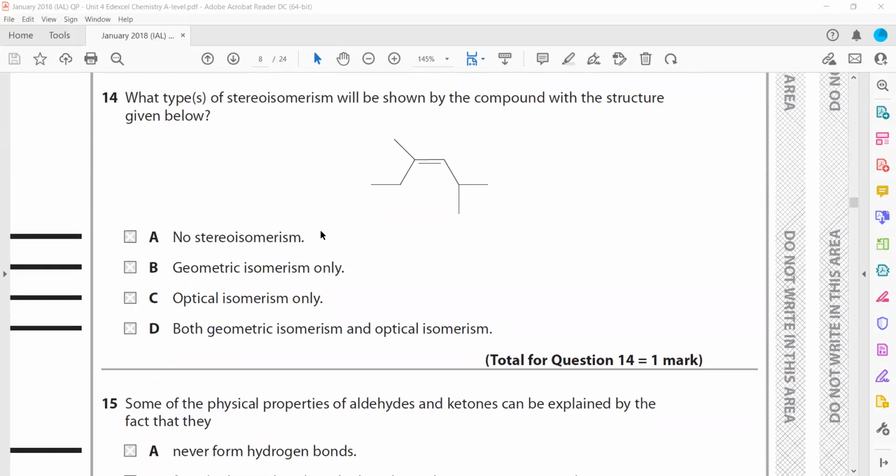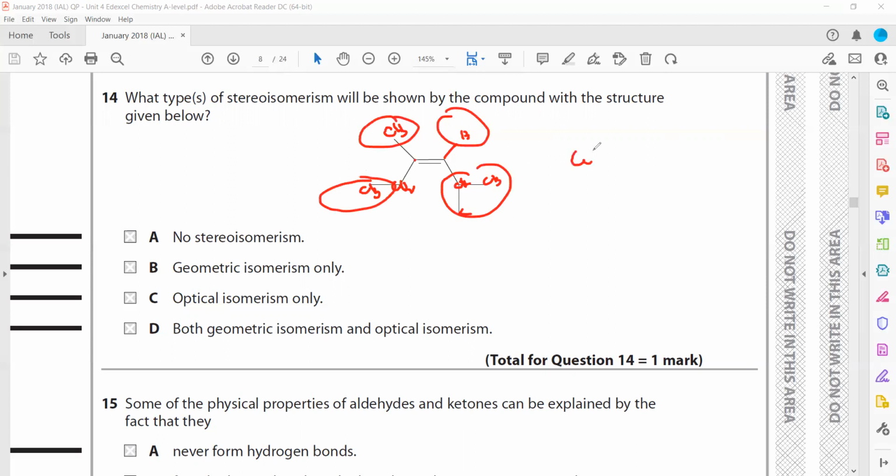Then, what type of stereoisomerism will be shown by a compound with this structure? To show a geometrical isomer, we have to check that the carbons having a double bond should have different groups attached to them. If different groups are attached, it will show a geometrical isomer. As you can see, these are the carbons which have a double bond. This carbon has CH3 attached, and here CH2 and CH3. And here is hydrogen and then CH3, so different groups are attached to each carbon. So it means it will be geometrical.